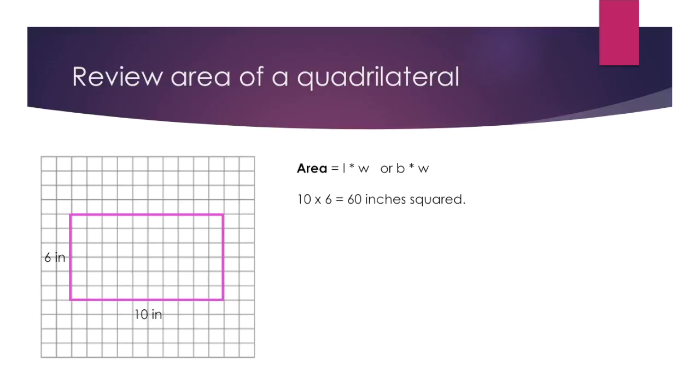Well, what's interesting is that the area of a quadrilateral is length times width, or base times width. In this example, 10 times 6 equals 60 inches squared. So I have the area of this rectangle as being 60 inches squared based on the horizontal measurement of the dimensions and the vertical measurement of the dimensions.